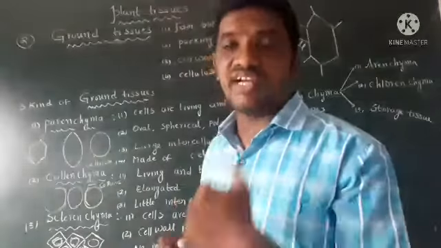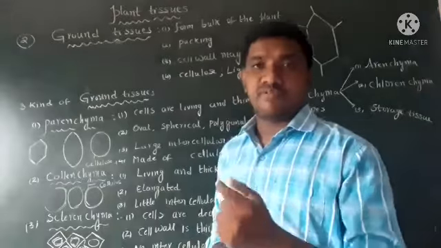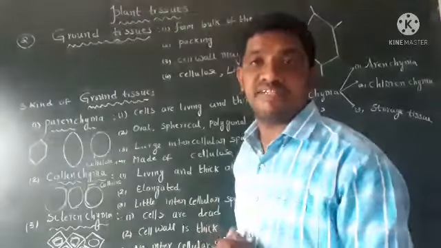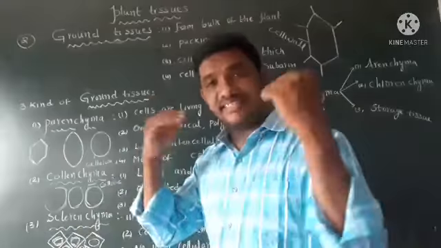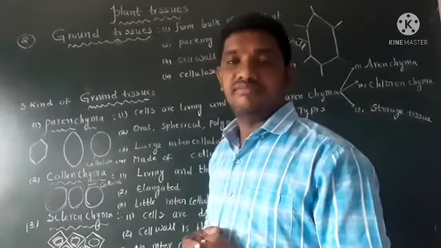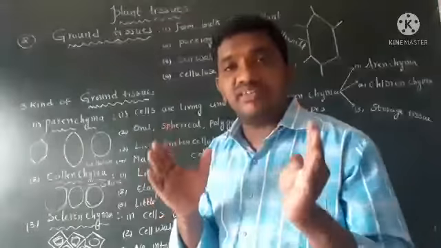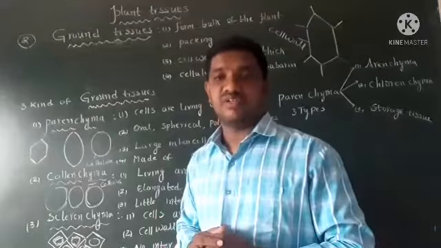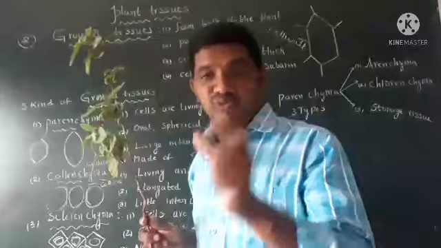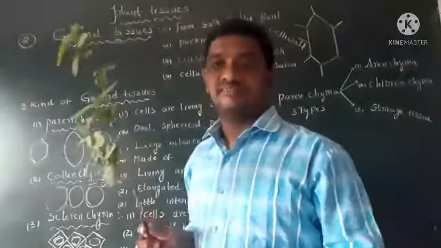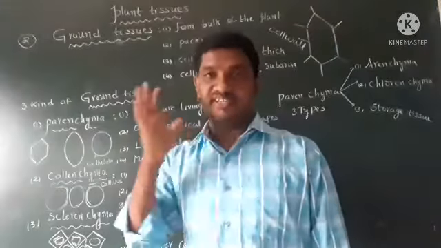Let us see the first kind of tissue, that is called parenchyma. Keep in mind what is parenchyma tissue. See, these are present inside the plant body. We cannot observe them externally. We can see only with the help of a microscope. See, this is the plant. Internal parts of the plant are made up of ground tissue. We cannot see them; we can see only with the help of a microscope.